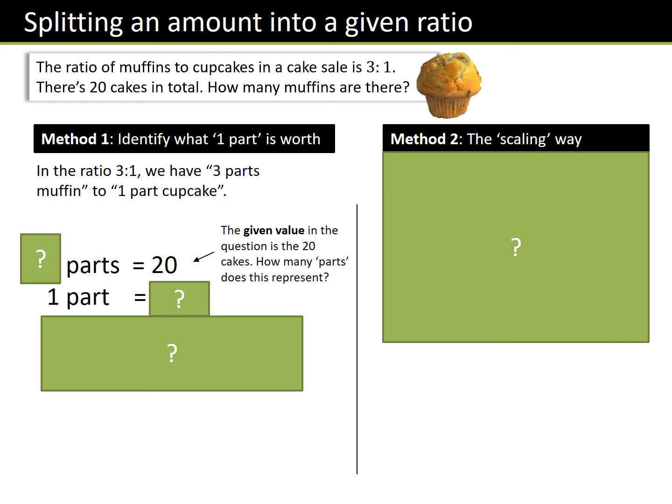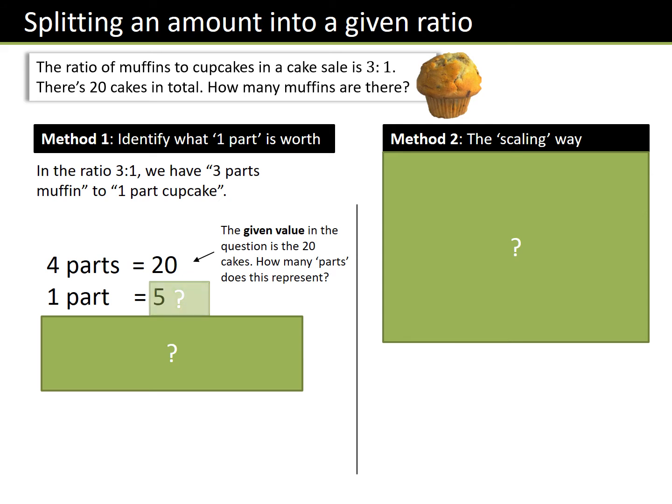So I've got the ratio of muffins to cupcakes is 3 to 1. There's 20 cakes in total. How many muffins are there? Method 1. I identify what one part is. So we have 3 parts muffin to 1 part cupcake. So in total, we have 4 parts. And 4 parts is 20.